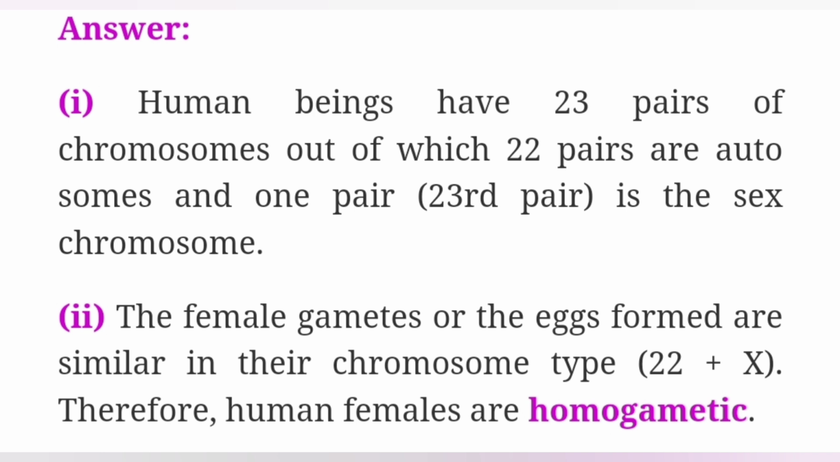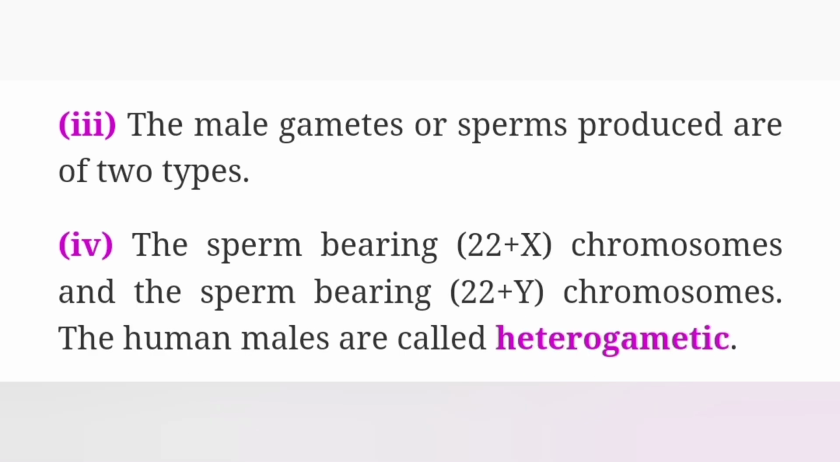Second point, the female gametes or the eggs formed are similar in their chromosome type, 22 plus X. Therefore, human females are homogametic. Third point, the male gametes or sperm produced are of two types. Fourth point, the sperm bearing 22 plus X chromosomes and the sperm bearing 22 plus Y chromosomes. The human male is called heterogametic.